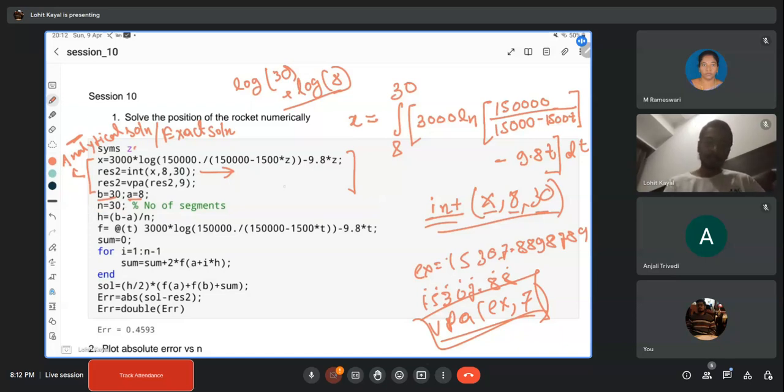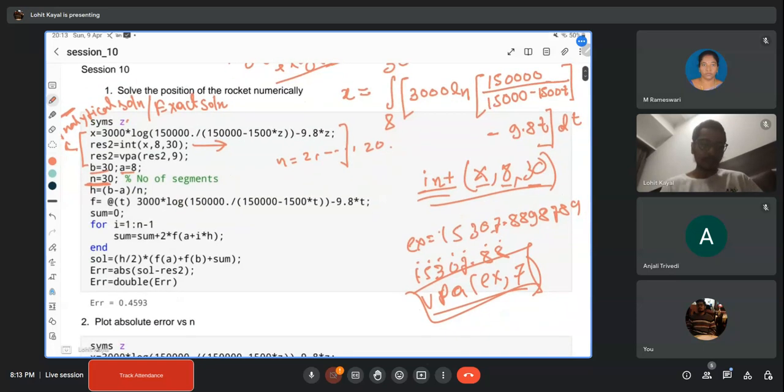So you change the value of n from 2 and increase it up to 20 or 30, anything. You will see the error will gradually decrease. To get a good estimation for this integral, you need to use a large number of segments.